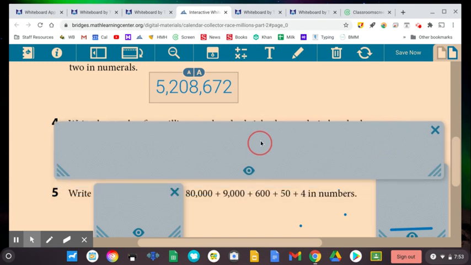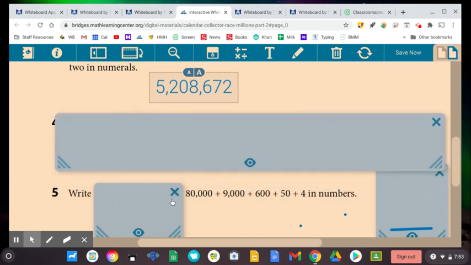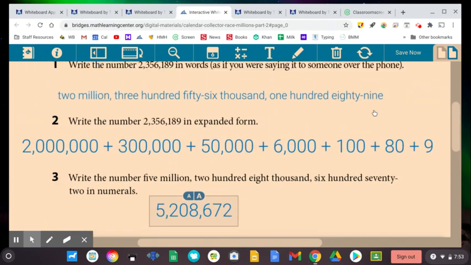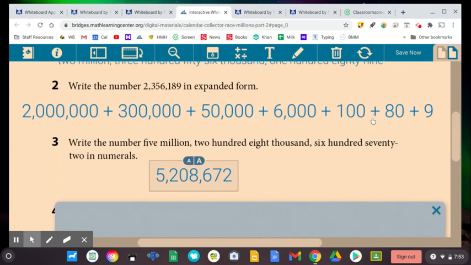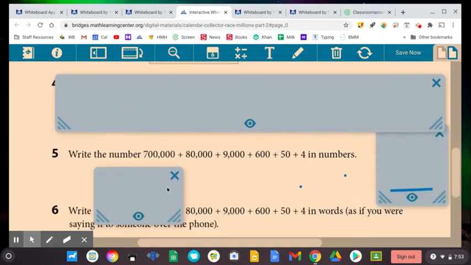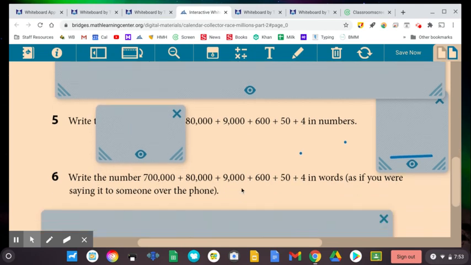Then for number 5, see what we have? It says that we have this written like this, and they say you're supposed to write it in numbers. Which one of those is showing us how we need to write it in numbers? Or remember the other word they used? Numerals. Okay. And then moving on to this last one. Write this as if you were saying it to someone over the phone. In other words, you're putting this all together to pronounce it.